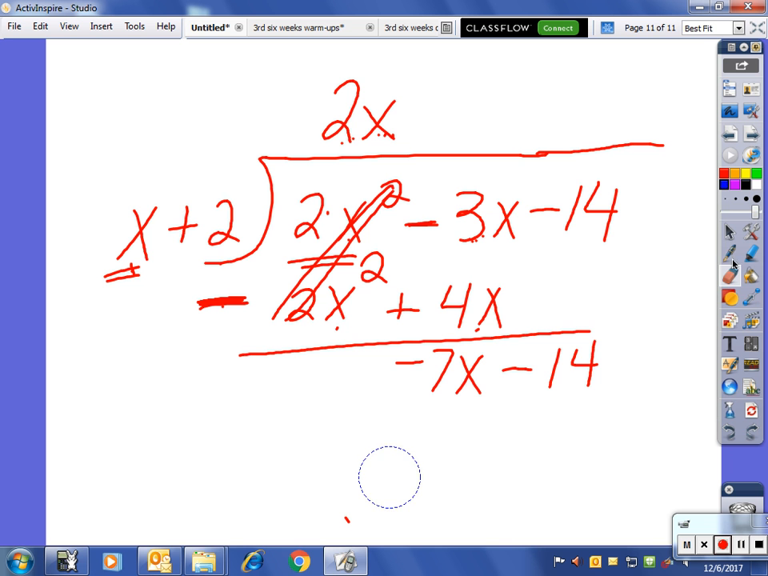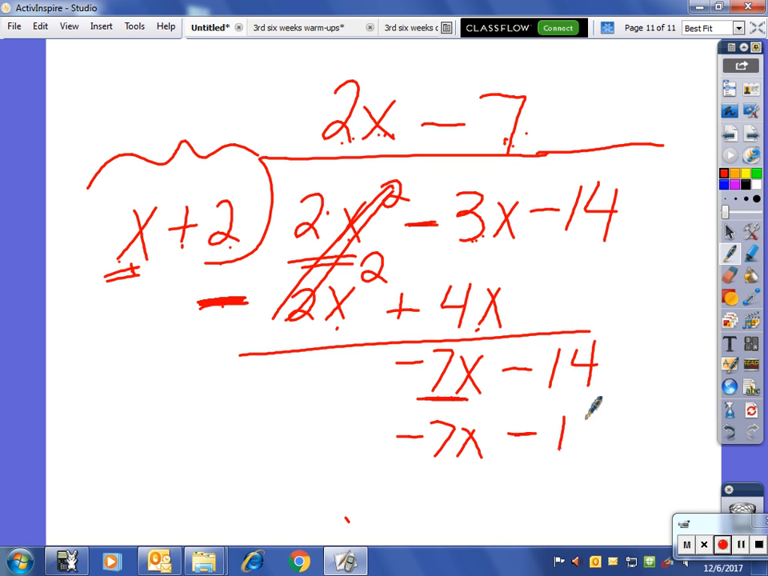All right, now, how many times will x go into negative 7x? In other words, what do you multiply x by to make it a negative 7x? Negative 7. So I'm going to put a negative 7 up here. Now, take that negative 7 and multiply it by all of this. What's negative 7 times x? Negative 7x. What's negative 7 times positive 2? Minus 14. These two things are exactly the same. You're going to get a remainder of 0. Negative 7x minus negative 7x is no x's left. Negative 14 minus negative 14 is our remainder is 0.